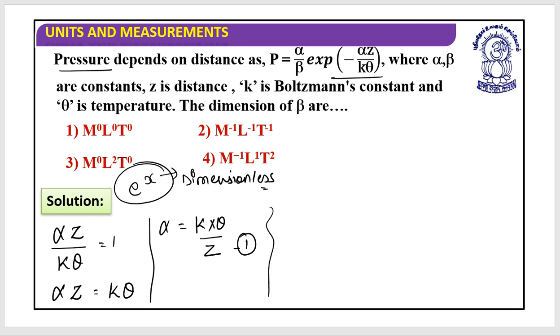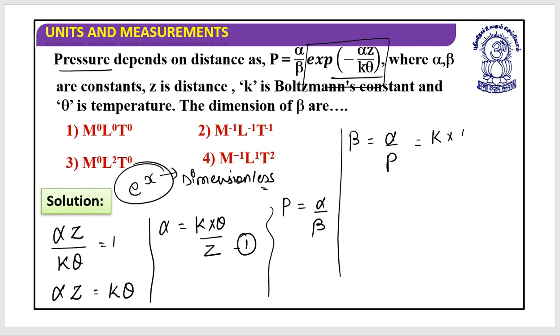One more thing, while this is dimensionless, I can write like this: P should be equal to alpha by beta, where P is the pressure. So if I know this, I can write beta equals alpha by P. What is alpha? It's k multiplied by theta divided by z multiplied by P. Now you know all the dimensions.